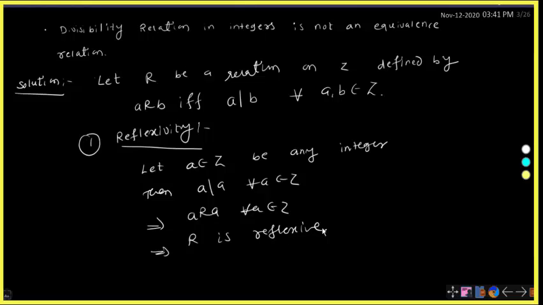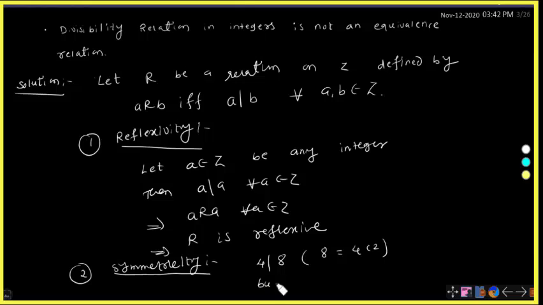R is reflexive. So we already proved that this R is not symmetric. Symmetricity. Why is this R not symmetric? Because we know that 4 divides 8. Why? Because 8 can be written as 4 into 2. But 8 does not divide 4. Therefore, this R is not symmetric.